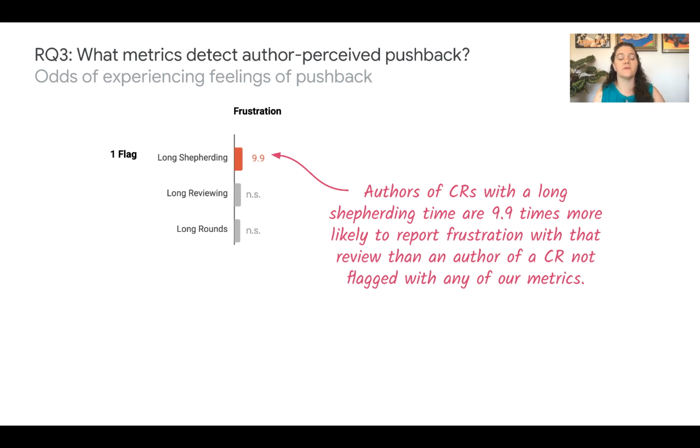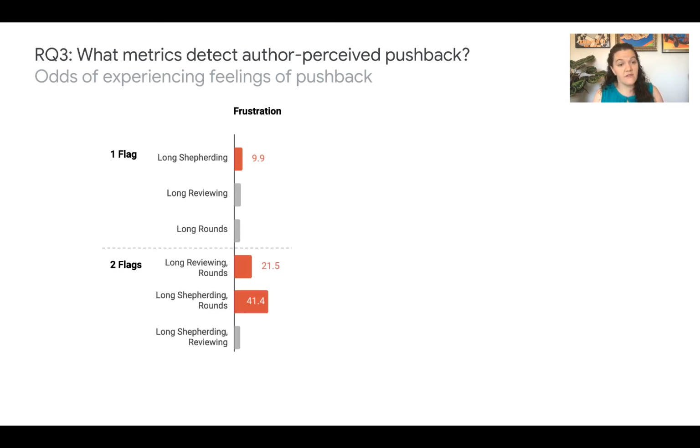Code reviews that are flagged with long reviewing time or long rounds only were not statistically significant indicators of frustration. We can look at combinations of our metric flags, and here we see that in particular the combination of a long shepherding time and a large number of rounds of review is a particularly strong indicator of frustration, with an over 40 times more likely for those authors to report frustration. We see similar levels when we look at the combination of all 3 flags, with 45 times more likely to report feelings of frustration.